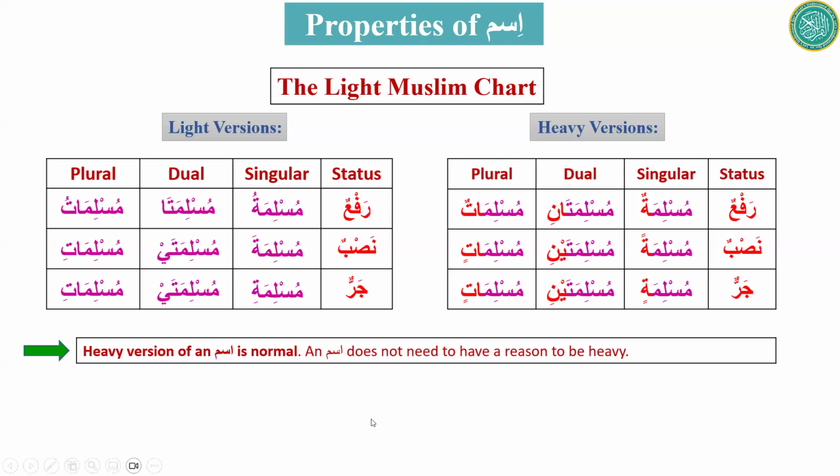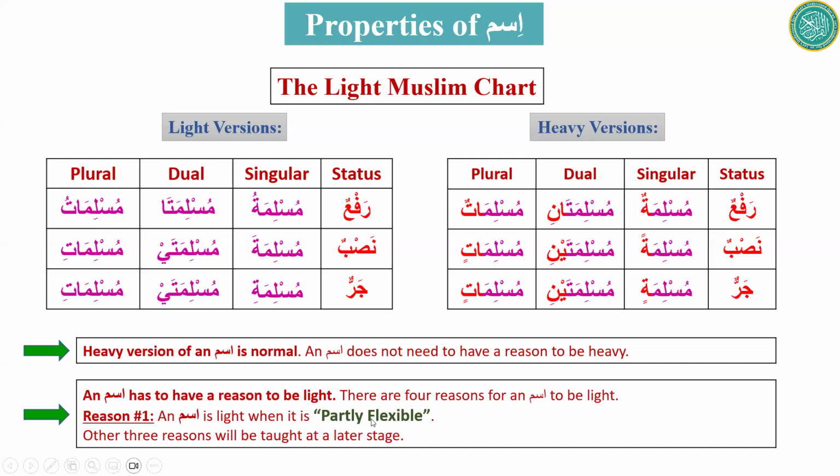But when it is light, then there must be a reason for it to be light. And there are several reasons for which an ism can be light. One of those reasons is being partly flexible. When an ism is partly flexible, it is light. The other reasons, inshallah, we will learn as we progress. But because the topic is flexibility, I'm going to restrict myself to flexibility only.